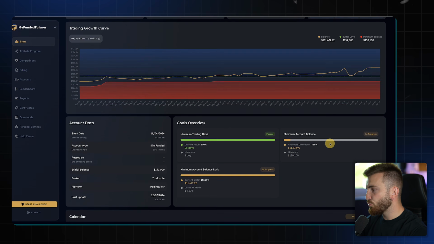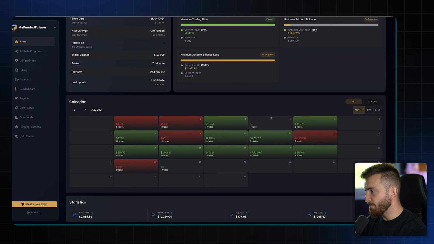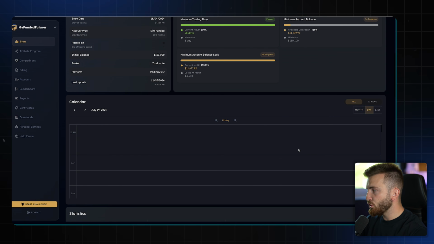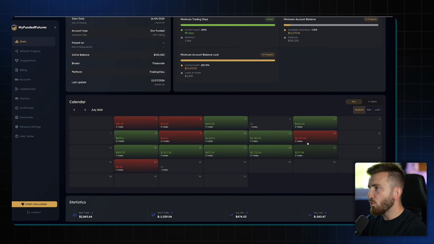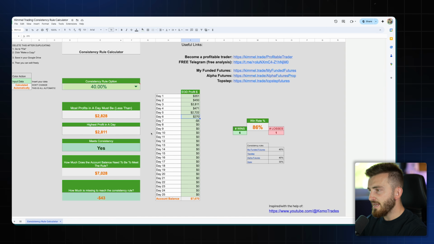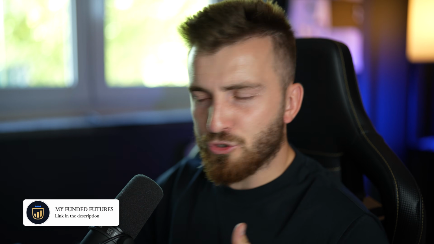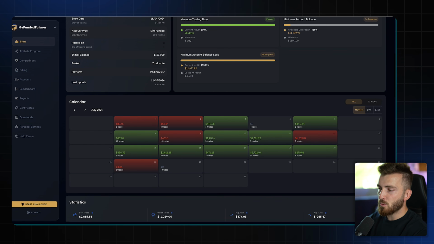So on this day, I was really just aiming at the consistency rule. So I profited $270 right here on this day. And then once that happened, I completely met the consistency rule. And then this day was because I still think My Funded Futures has the you have to trade every single week rule. So I traded with 1 micro and there you go. That was a -$4 trade.